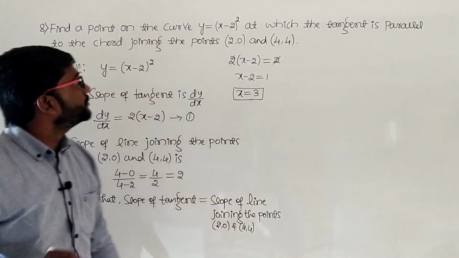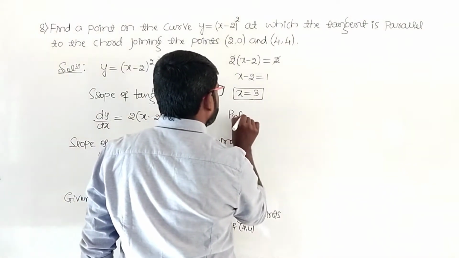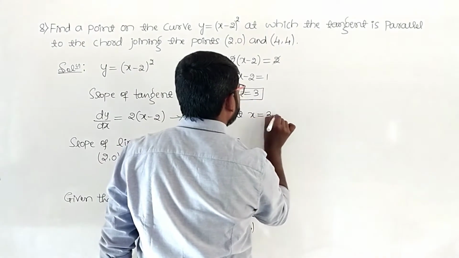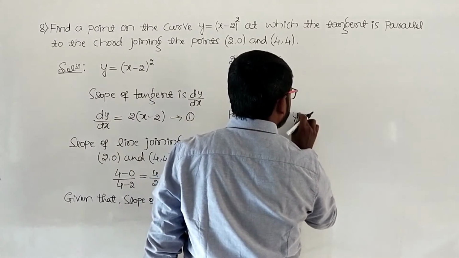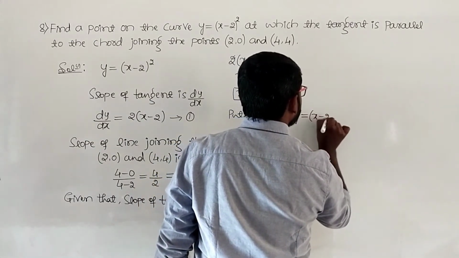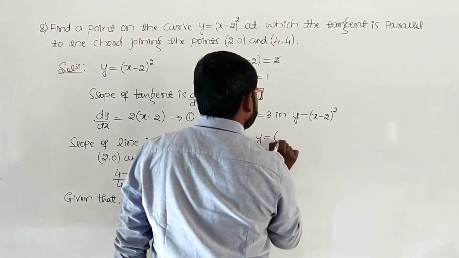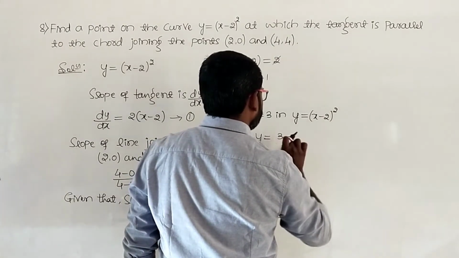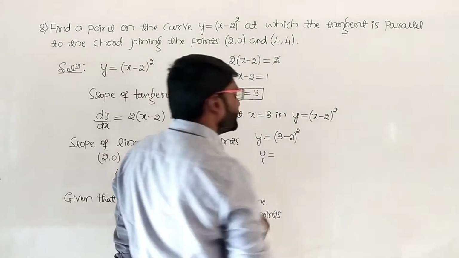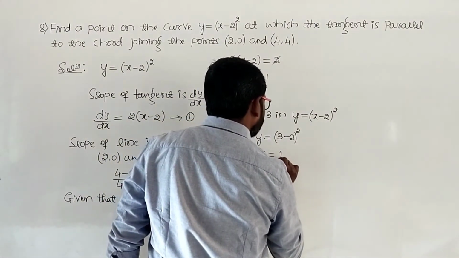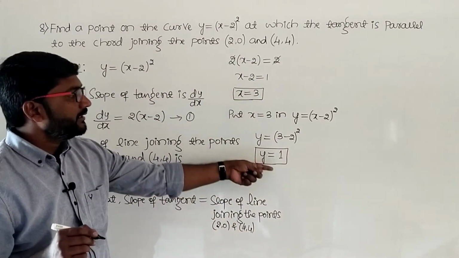Now substitute x equal to 3 in y, and we get the value of y. So put x equal to 3 in y equals (x minus 2) the whole square. Then y equals (3 minus 2) the whole square. So y equals 1 square, which is 1. So here the y coordinate is going to be 1. What is the required point now? It is (3, 1).